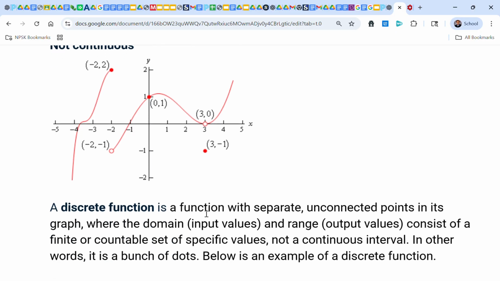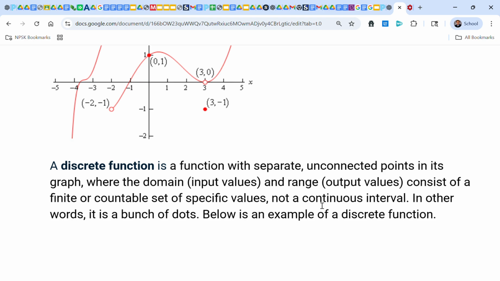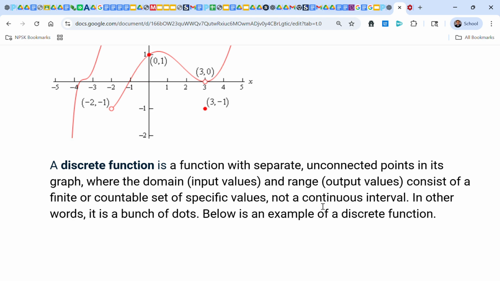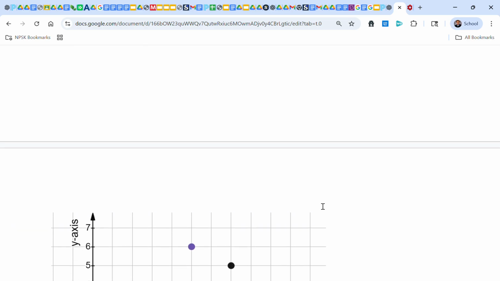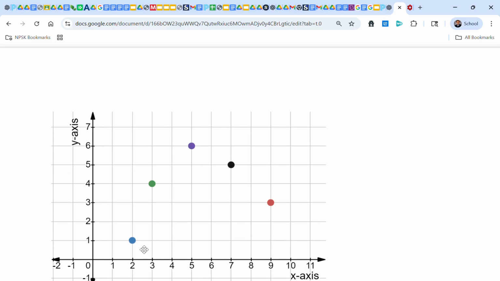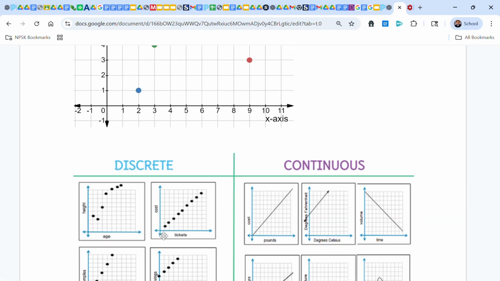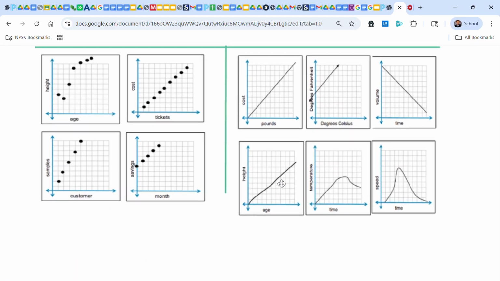So a discrete function is a function with separate unconnected points. We can go over this more, but for this class, we're just going to talk about discrete functions as a bunch of points. So whenever you think of the word discrete function, just think of a bunch of points. There's no smooth curve over here. So this would be a discrete function. These are examples of discrete functions. These are examples of continuous functions. Over here, they're smooth curves.